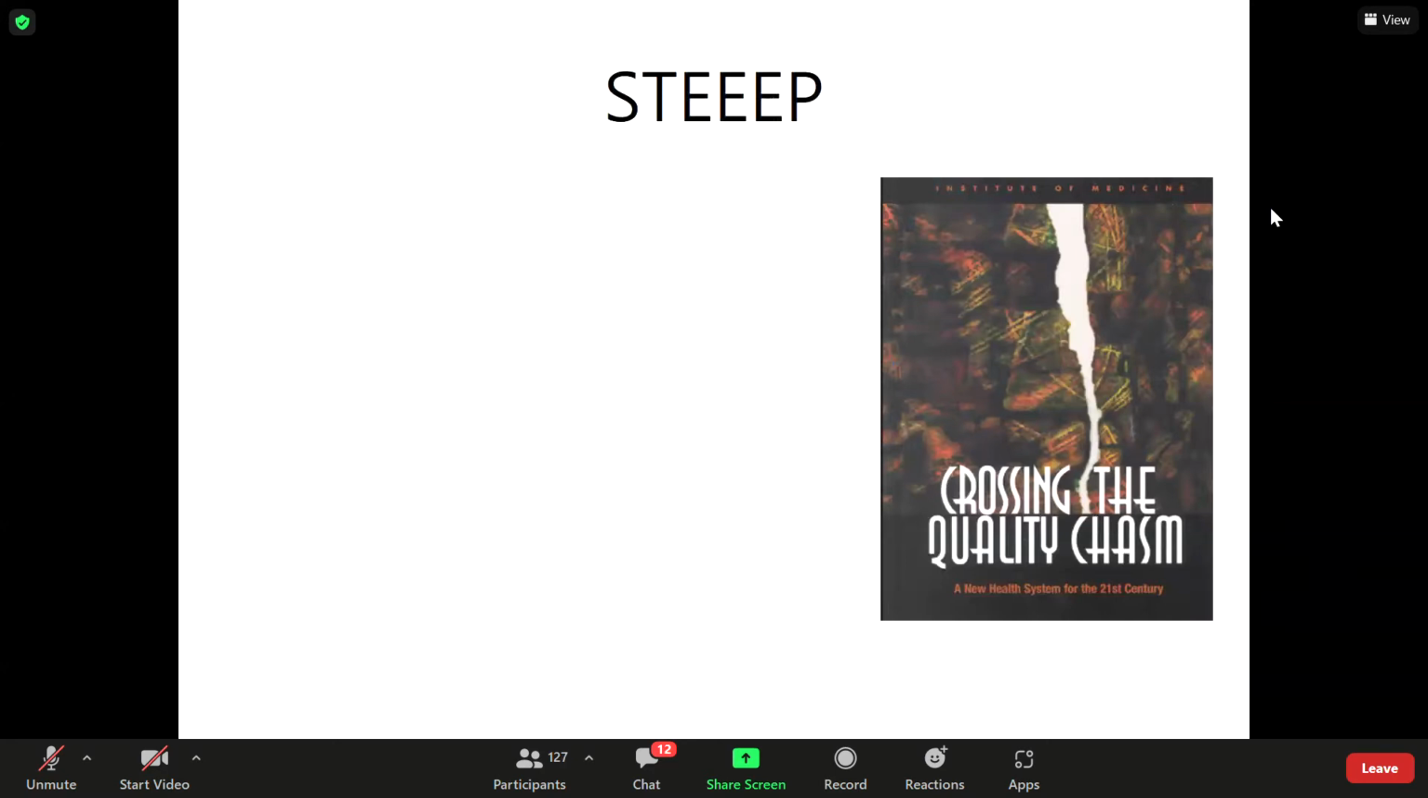Okay, I would like to correct something about efficacy. It's not efficacy, it's efficiency, in fact. This comes from the Institute of Medicine. So the triple E's: effective, efficient, equitable, and the last one, which is patient-centered care.